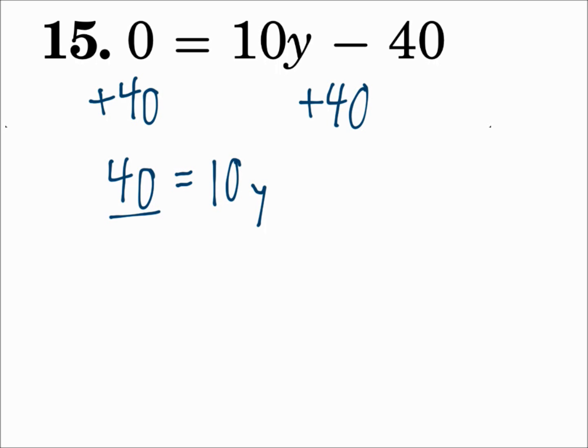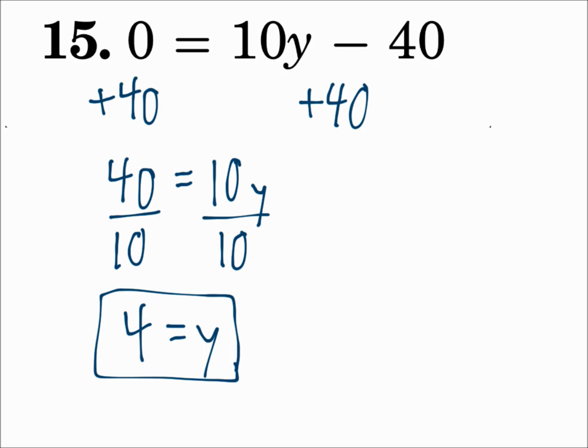Now, multiply or divide. You have 10 times y. Do the opposite and divide both sides by 10. 40 divided by 10 is 4. 10 divided by 10 is 1, which is 1y, and the 1y is just y, so the 10's cancel. The y is by itself, y equals 4.